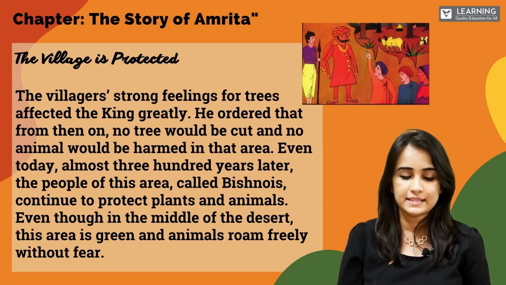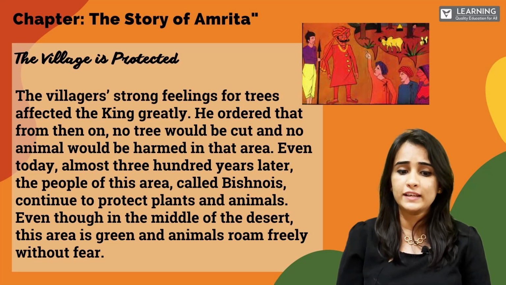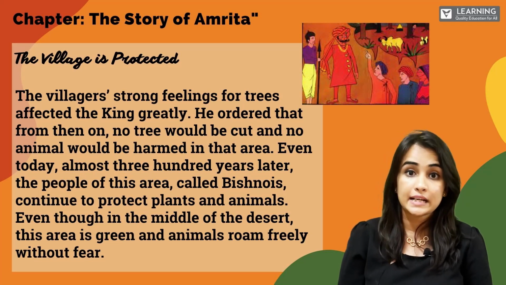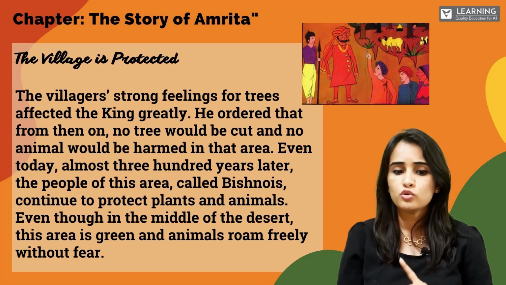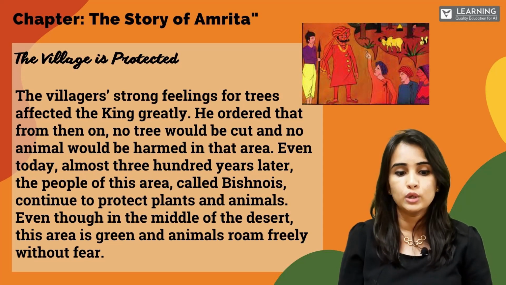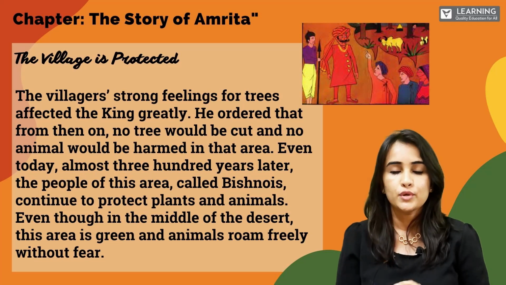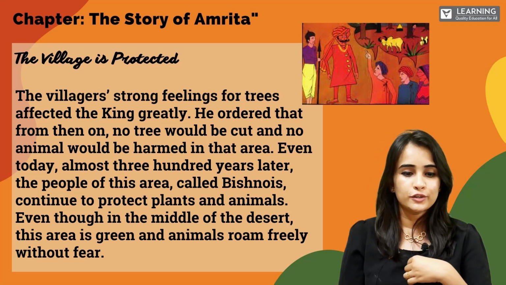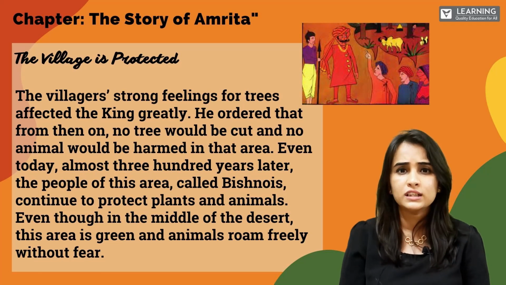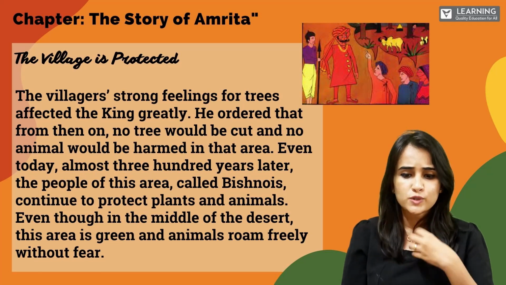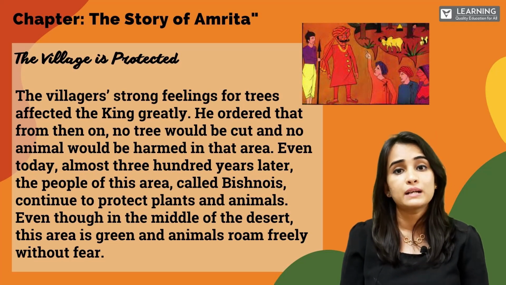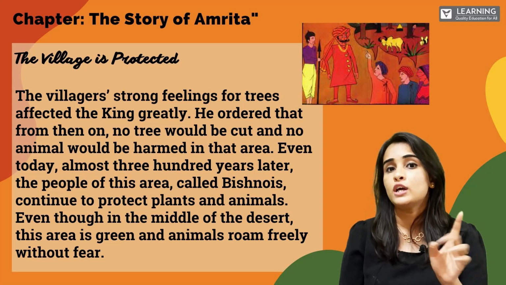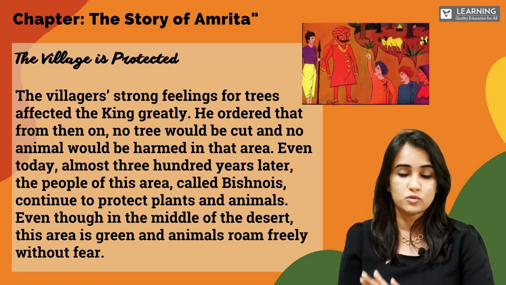The village is protected. The village's strong feelings for trees affected the king greatly. He ordered that from then on, no tree could be cut and no animal would be harmed in that area. So what happened? The village's strong feelings for the trees affected the king. He felt so much for the people and how much they respected the animals and the plants that he ordered everyone that no one from then on is ever going to touch the trees. Nobody is going to cut them.